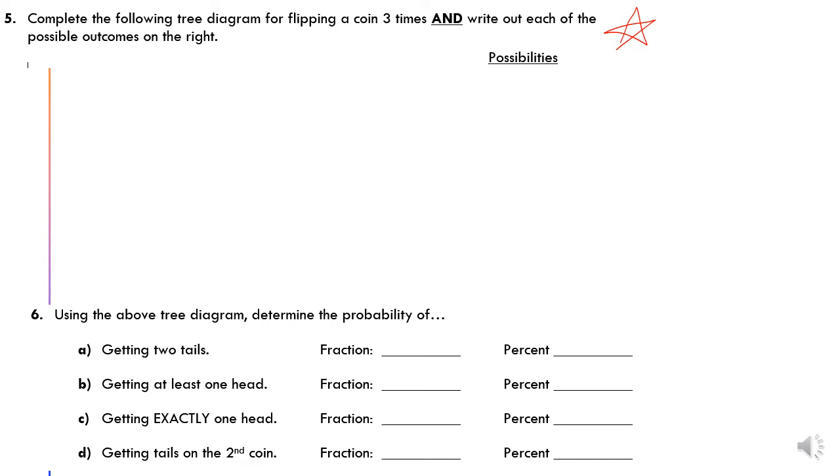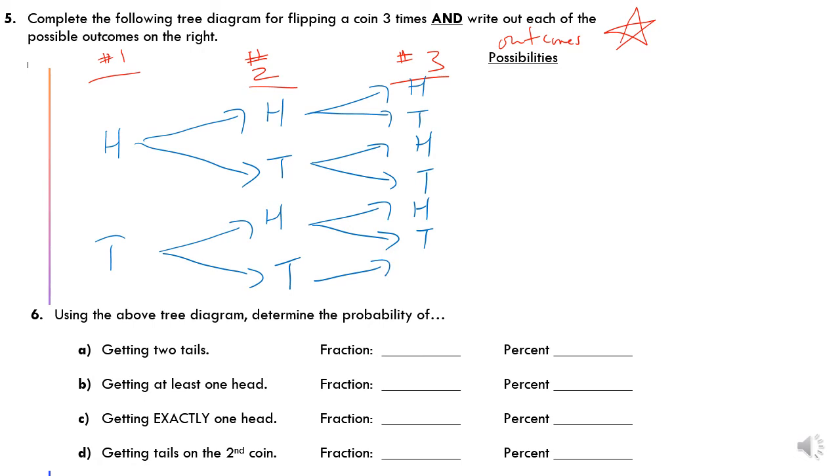First thing for a tree diagram, write out the headings. So we'll say coin number 1, coin number 2, and coin number 3. And then there's our possibilities or outcomes. What are the possibilities for coin number 1? Heads or tails. Same thing for all the coins, but don't forget your branches. So coin number 2 could be heads or tails. Heads or tails. And then coin number 3, same thing. Heads, tails, heads, tails, heads, tails, and heads and tails. So there's our tree diagram.